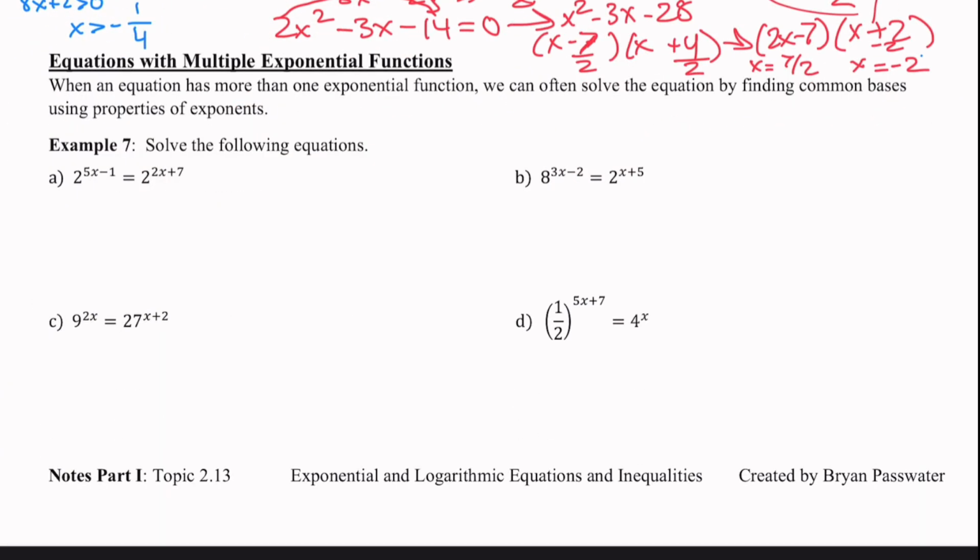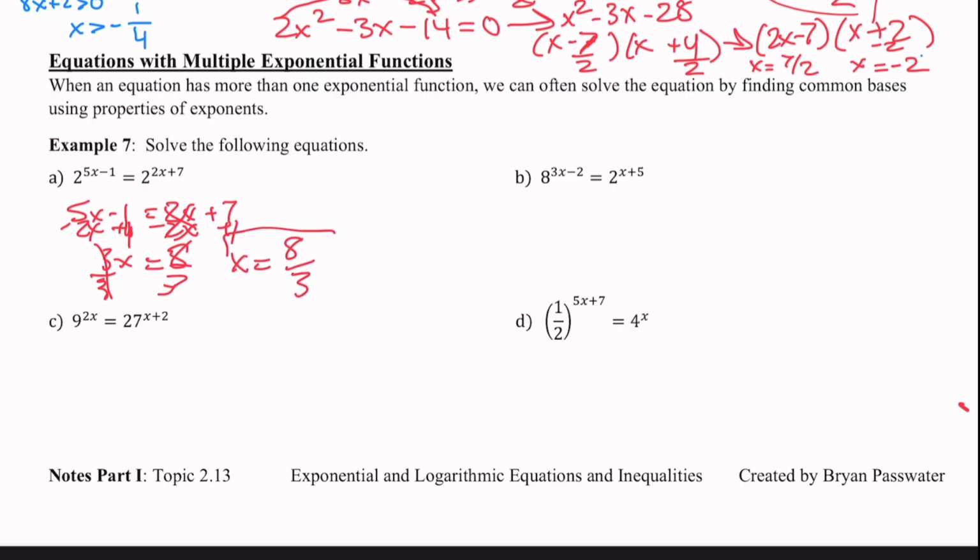Now, equations with multiple exponential functions. When we solve these, all we have to do is make sure the base is the same. Similar to the log graphs, we had to have the logs the same in order to equate these two, right? We need the base the same, so we can simply solve those two. For this example, the bases are already the same, so we can set the exponents equal and then solve for x. That's 3x is equal to 8, so x is equal to 8 over 3.